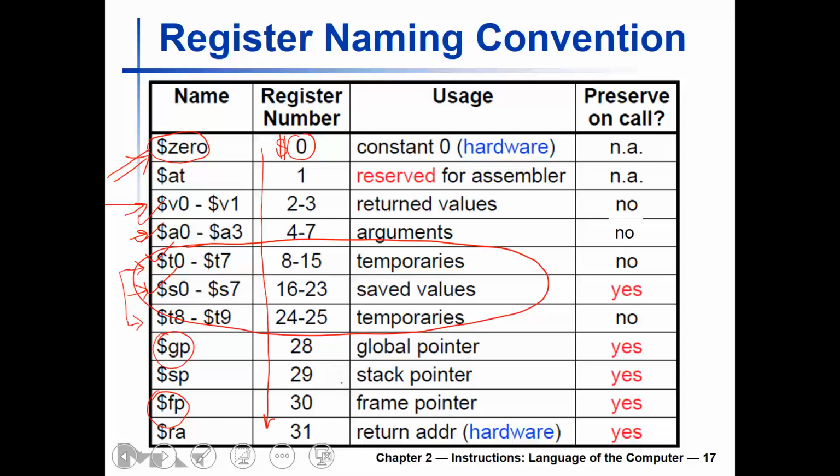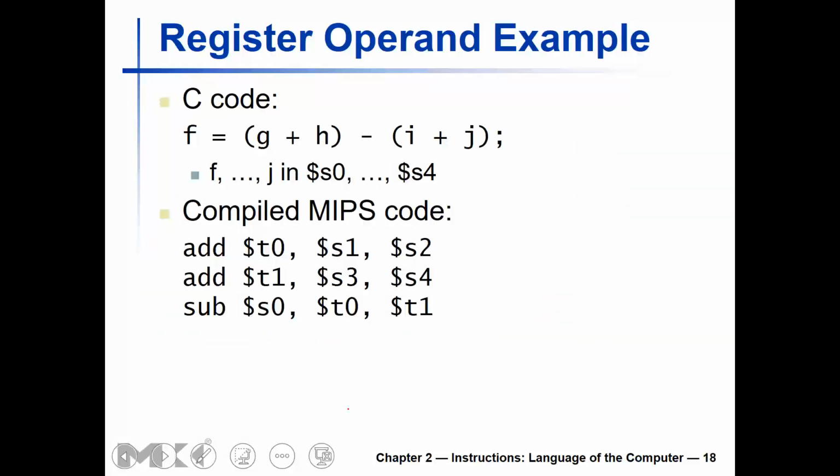Okay, all right. So here comes our example, which we did a minute ago, and now we assume that this value, which is f, is stored in $s0, this one is stored in $s1, this one is stored in $s2, this one in $s3, and this one in $s4. Now you can see that we need to compute f here and save it in $s0.